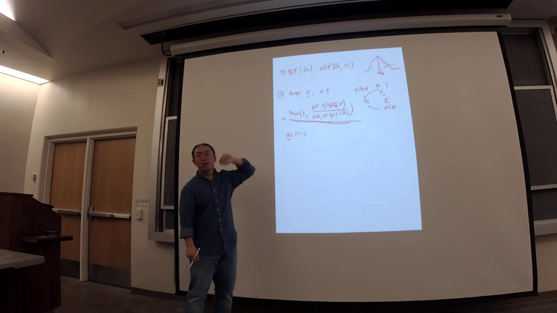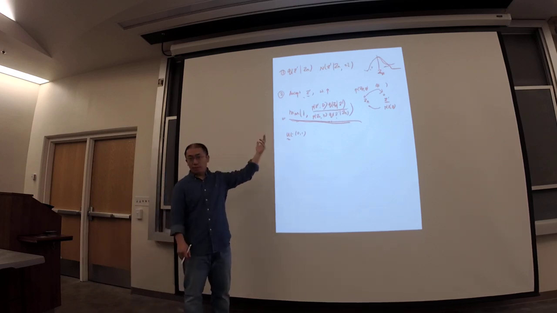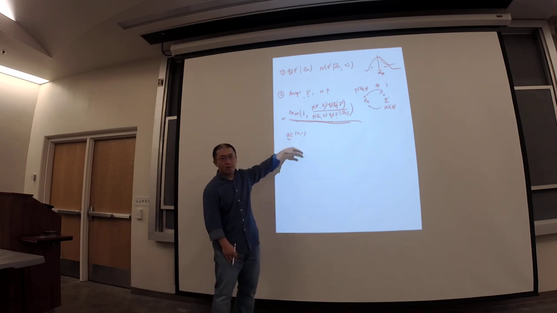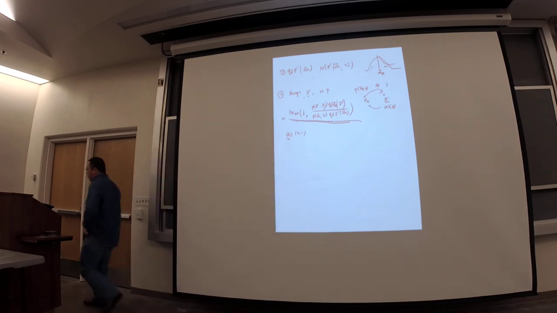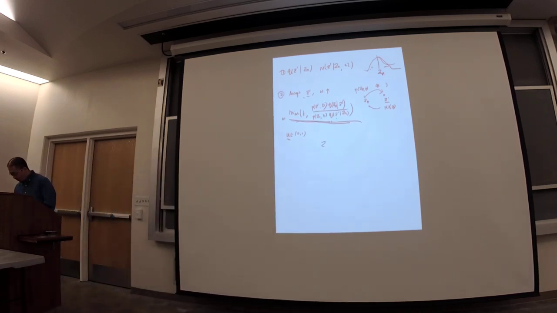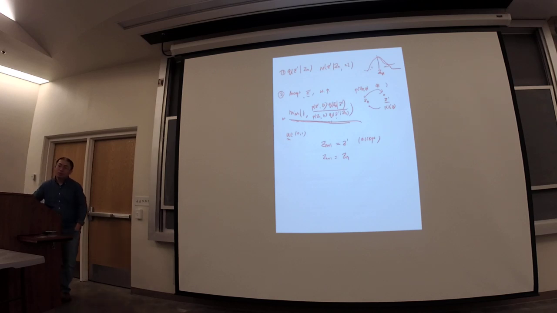You can choose an arbitrary proposal distribution, and a typical choice is a Gaussian. And then you randomly test whether you accept this. If you accept Z prime, then you set your next sample to be Z prime. That means you accept it, right? Otherwise, you reject it. You set your next sample to be the current sample.